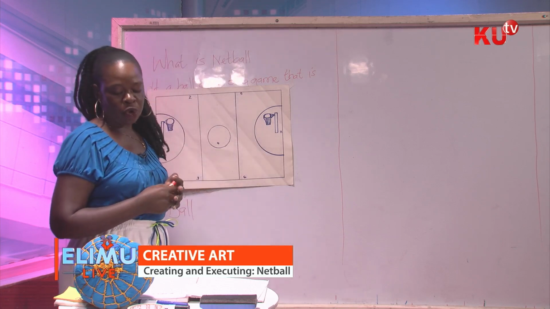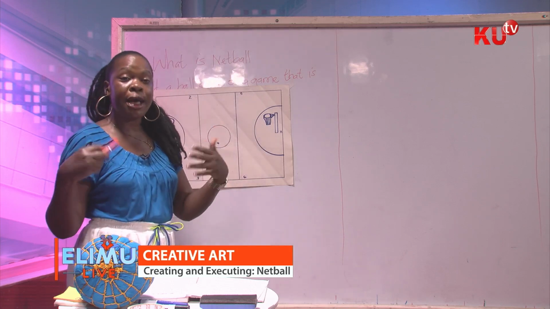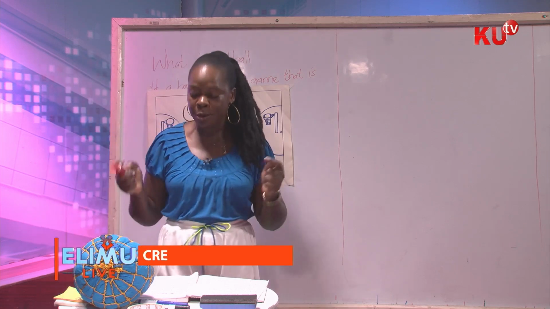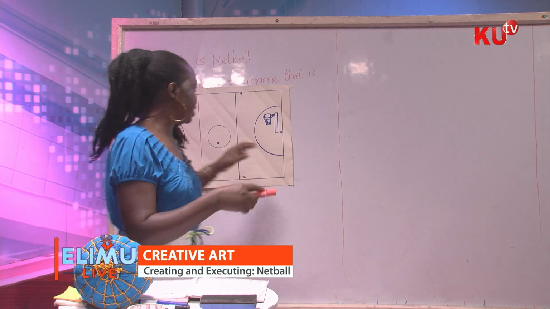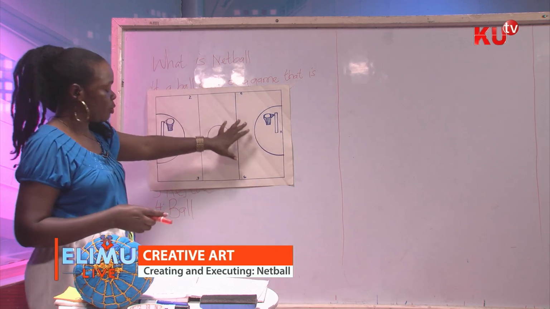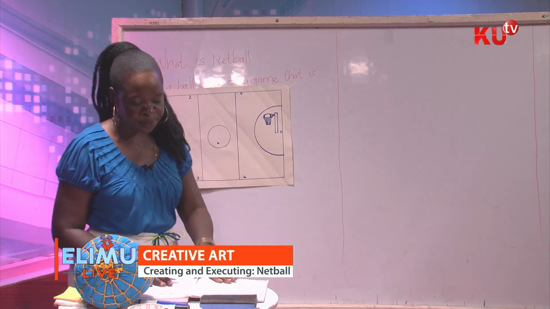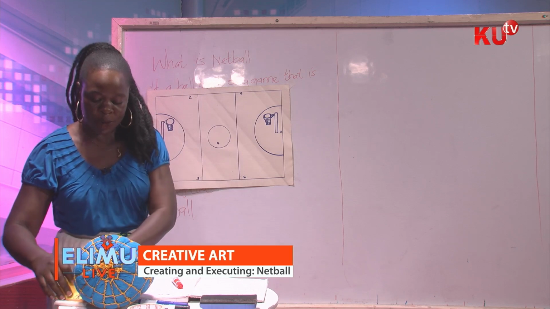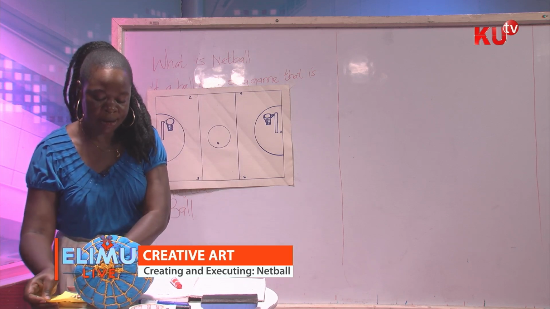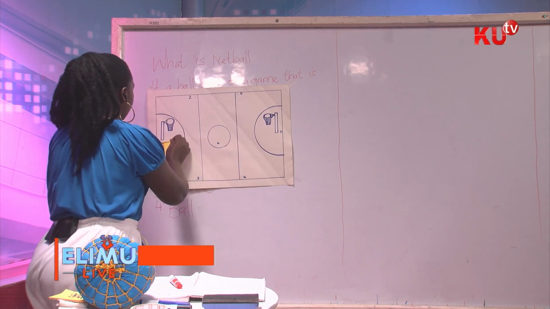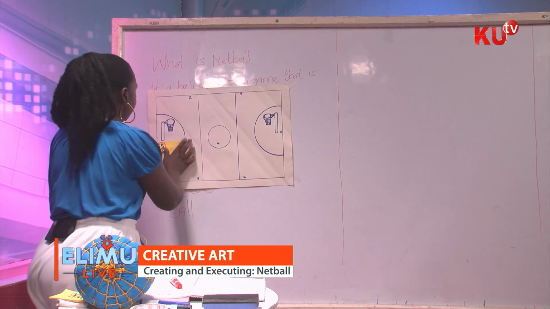What is a netball court? A netball court is a rectangular area specifically designed to pass and shoot the ball in order to score goals. And here we have the netball court. This is how a netball court looks. In a netball court, there are 7 positions, which I talked about earlier. Here we have position 1. This is the first position.